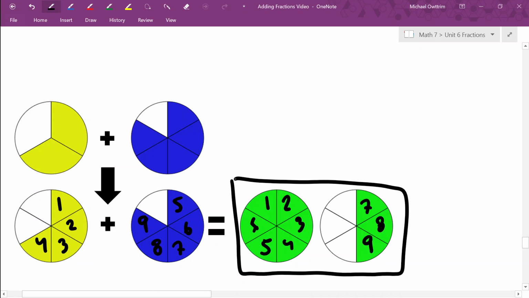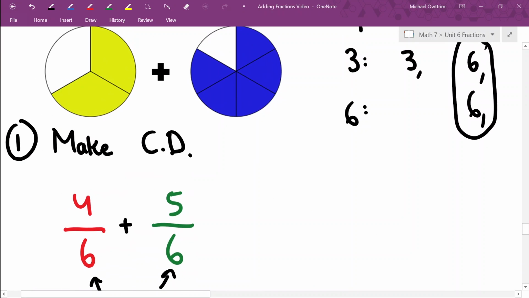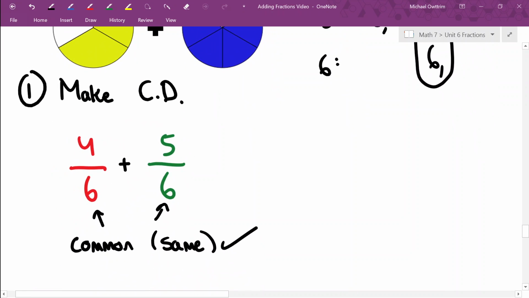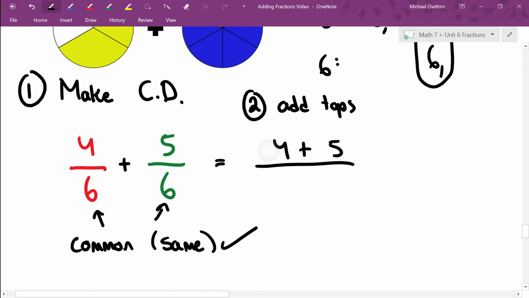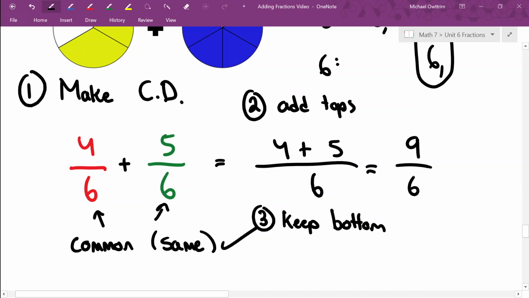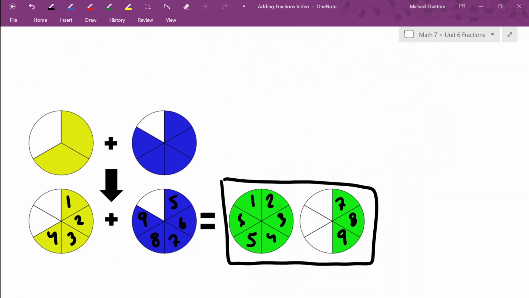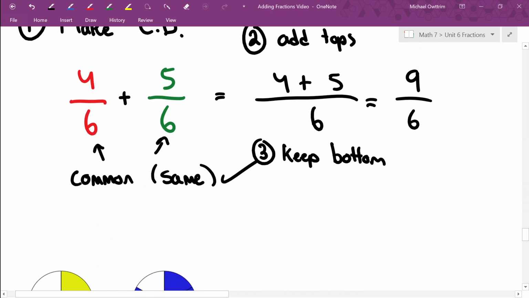So what does that look like as far as our symbolic work? Well, we're done step 1, which is to make that common denominator. We have our bottoms the same number. So we're going to move on to step 2, which is to add the tops. Obviously, we're going to do 4 plus 5 as our top numbers. Step 3 is to keep the bottom. 6 is still 6. And we're going to end up with, well, 4 plus 5 is 9, and the bottom is 6. And obviously that's what we ended up with here as well. 9 sections, where each section is 1 out of 6 parts of a whole.